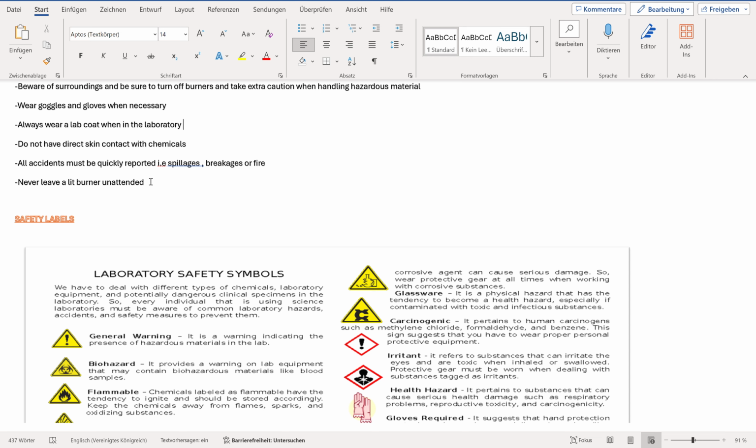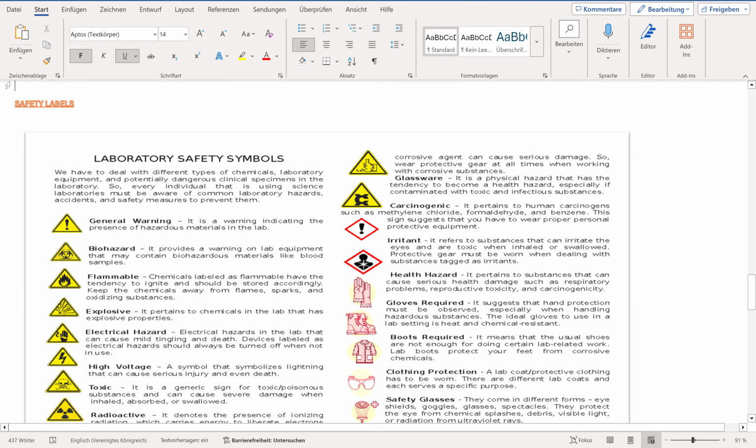Okay, we move on to the last learning objective in this video, that is the safety labels. Under safety labels, I just have this picture. This picture I just got it from, it says safety laboratory symbols.